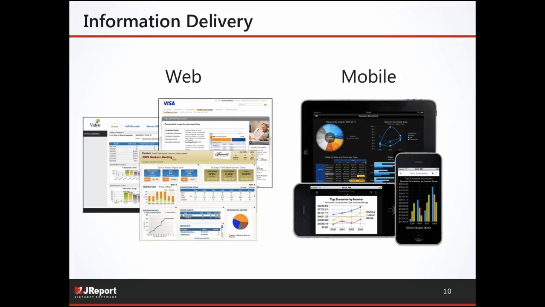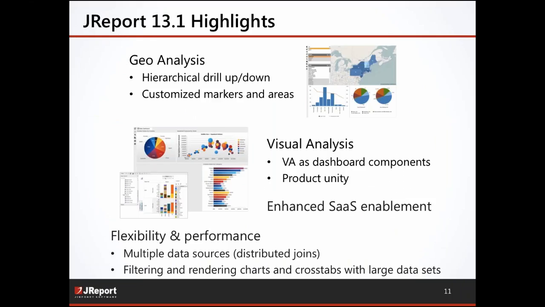All right, and the last slide I want to talk about before I hand things over to Mike is some of the highlights in our latest release, JReport 13.1. We released this back in February of this year, and some of the core highlights are in geoanalysis. We're better supporting maps, basically, from Google Maps and also an open source technology called OpenStreetMap. Users can now set up hierarchical drill up and drill down. So you can set up a path that lets you drill up and drill down, let's say, from region to country to states to county to city, and then go back up.